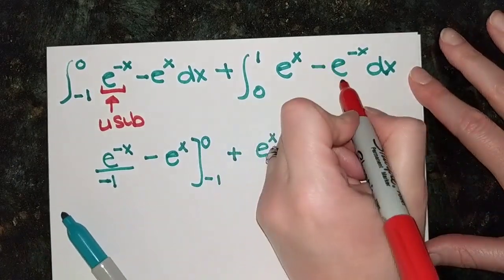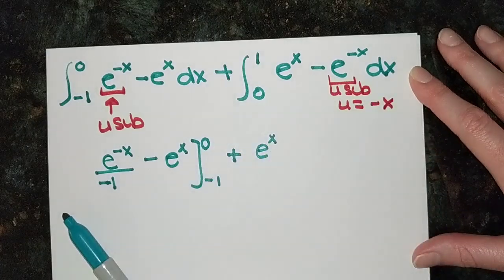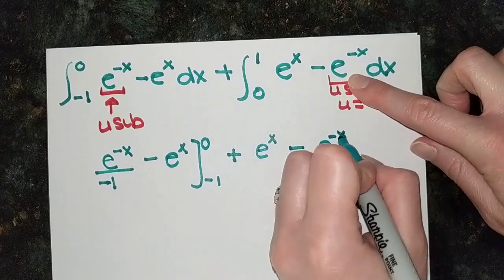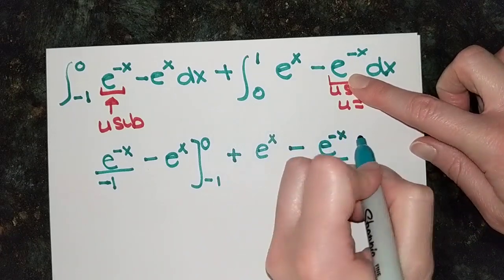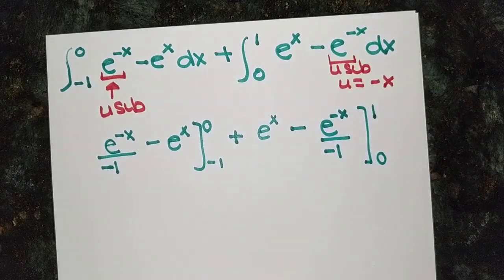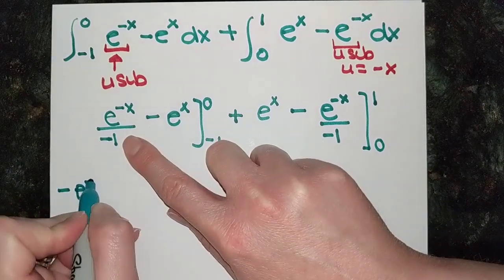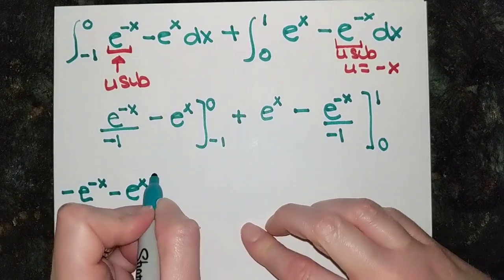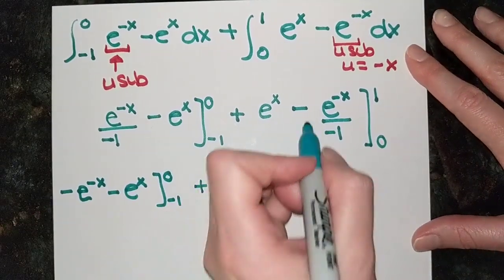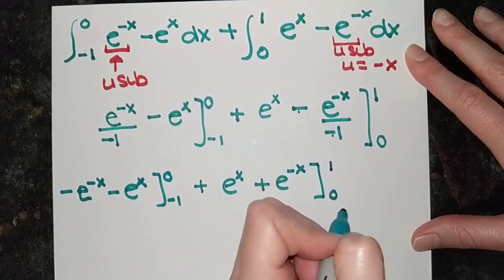Here you would have to go through a u sub with u being equal to -x, and that's going to give you negative, and then this will integrate to e to the -x over -1. And then you'll plug in 0 to 1. Okay, so I would simplify this first. Really what you're looking at here is negative e to the -x minus e to the x from -1 to 0, and then plus e to the x, and then plus e to the -x from 0 to 1.